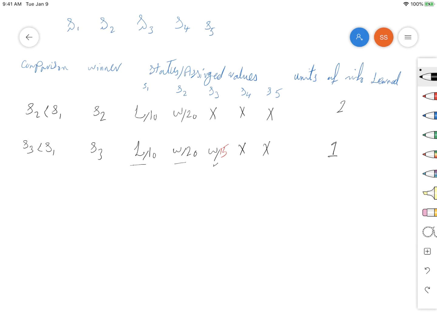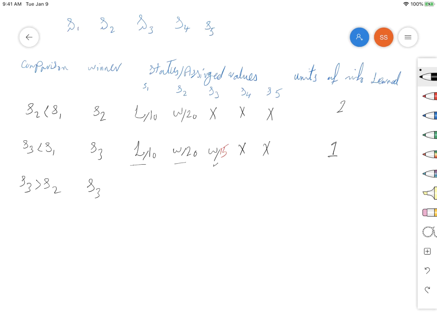Now, why did I write the value of S3 equal to 15? Because we are not sure about the comparison between S3 and S2. We don't know which one is larger, so we need to figure it out. So now let's do the comparison. Is S3 greater than S2? Let's do this check. And let's say that our opponent says that yes, S3 is greater than S2.